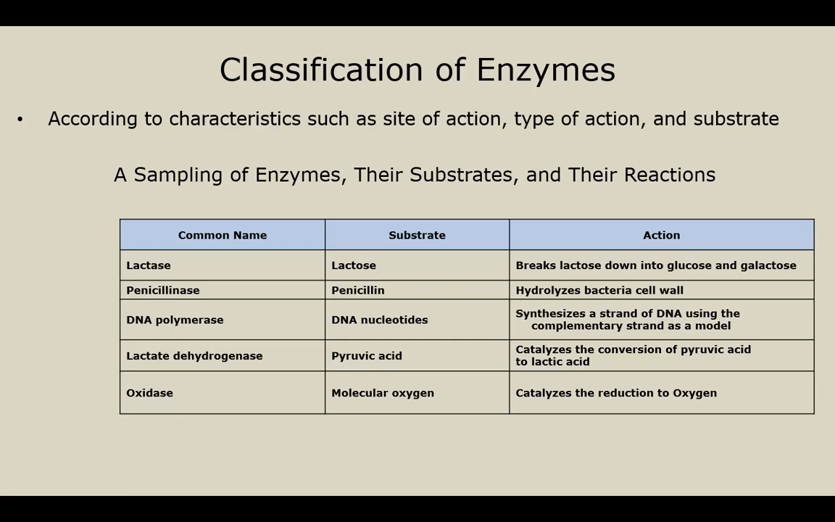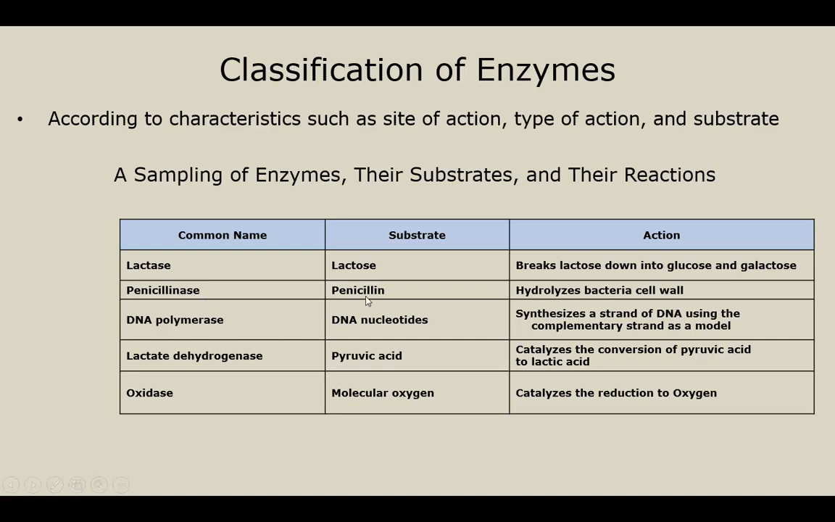Now, we classify enzymes according to characteristics like where they happen, what happens, and the substrate. This gives you some examples of names of enzymes. Lactase, for instance. Naming enzymes involves two parts. There's a prefix or a stem word, and then the substrate with ASE attached to the end. So the substrate is lactose, so we put ASE on the end of it for lactase, and it's going to break down lactose.